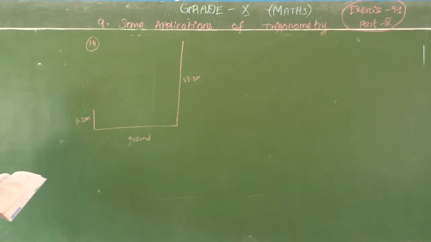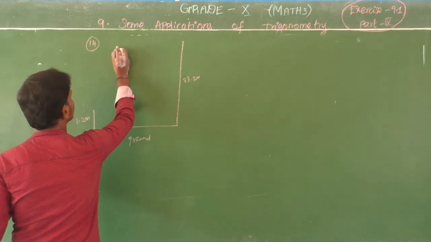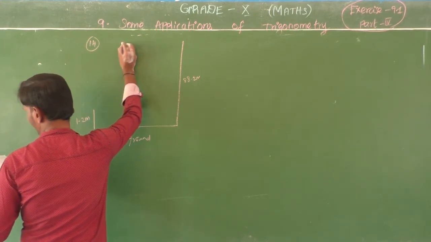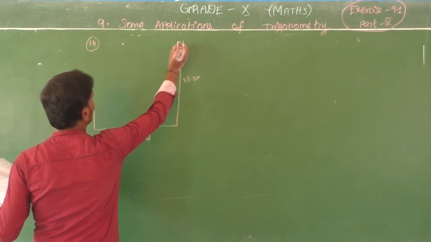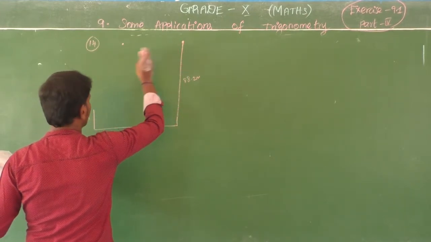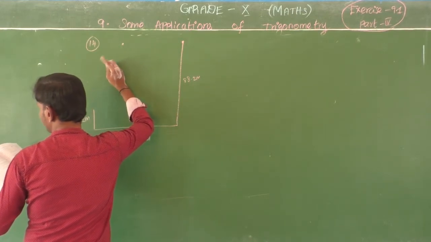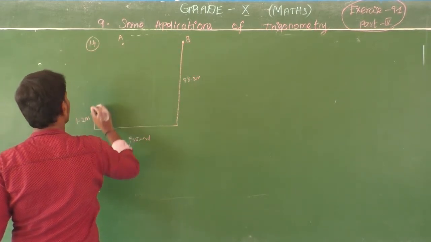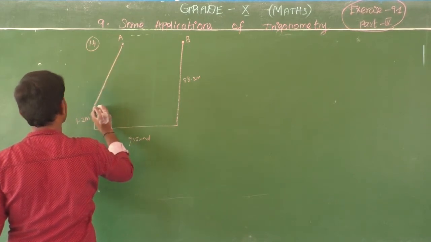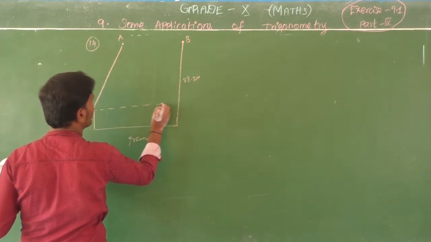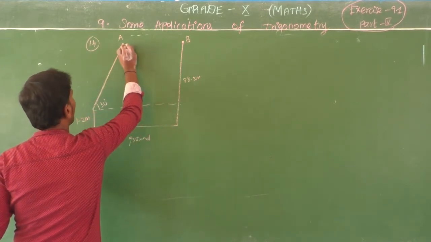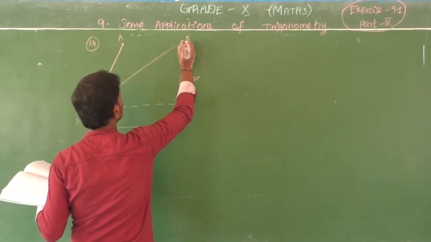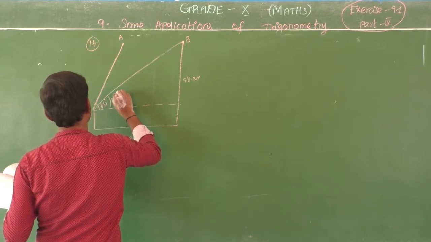Now the angle of elevation of the balloon from the eyes of the girl: first, the balloon is flying at position A, and after some time it moves to position B. At the first instant the angle is 60 degrees, and after that the angle is reduced to 30 degrees.